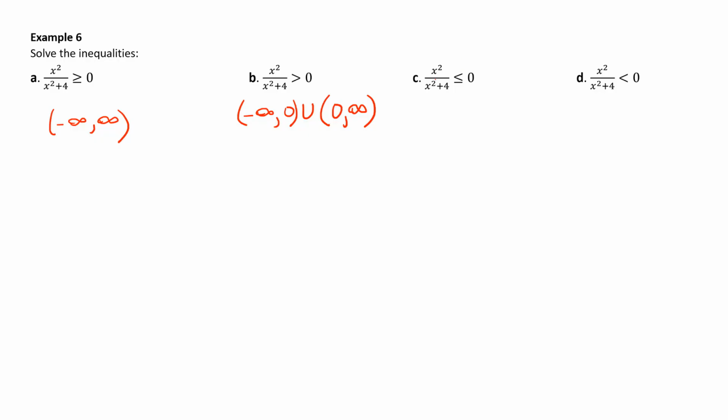On part C, you've got when is it less than or equal to 0? Well, it's never less than 0, but it is equal to 0 when x is 0. So that would be our solution set for that one. And part D, our solution set would be the empty set because this function is never negative.